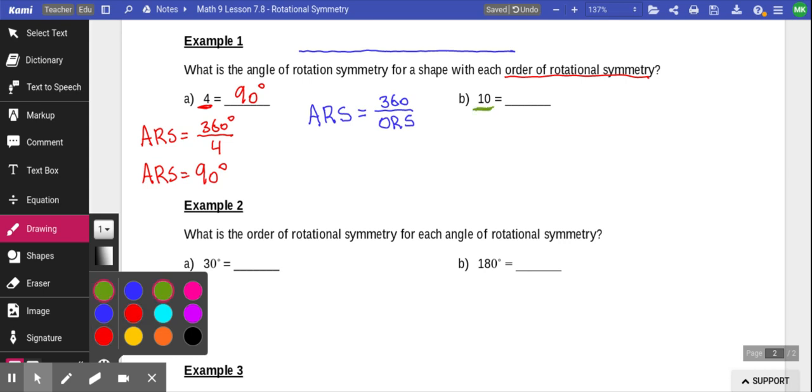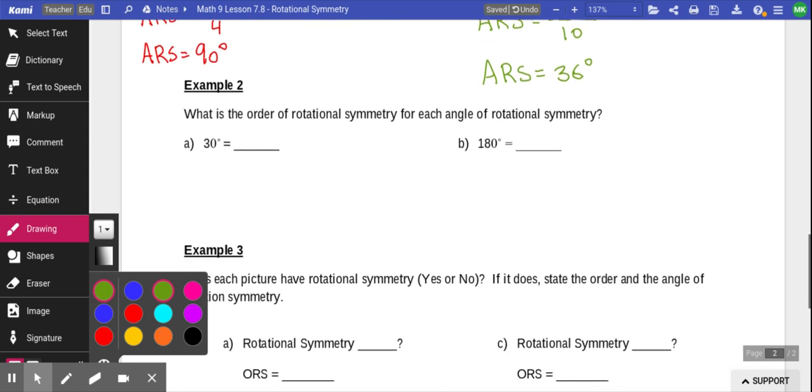This one over here is giving me an ORS of 10. So I'm going to put that into my formula. My angle of rotational symmetry equals 360 degrees divided by 10. That means that there should be 10 different ways I could rotate that to make it look the exact same. That means ARS equals 36 degrees. So every 36 degrees that I rotate that mystery object, it would look the exact same.